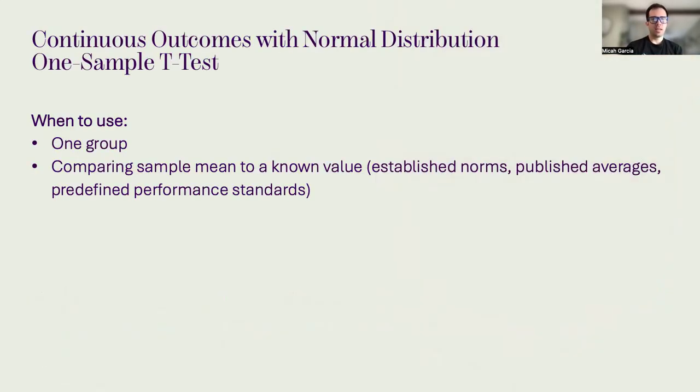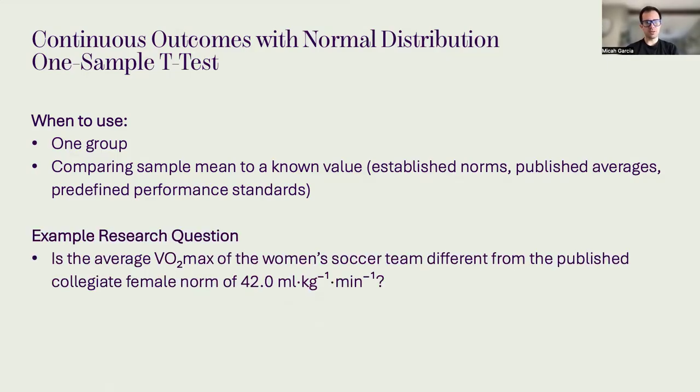The first test we're going to talk about is a one sample t-test, and this is used when you have only one group, and you're going to compare the mean for that group for some dependent variable to a known value. This could be a norm value that's been previously established. It could be comparing it to published results from a similar previous study, or it could be comparing it to a predefined performance standard.